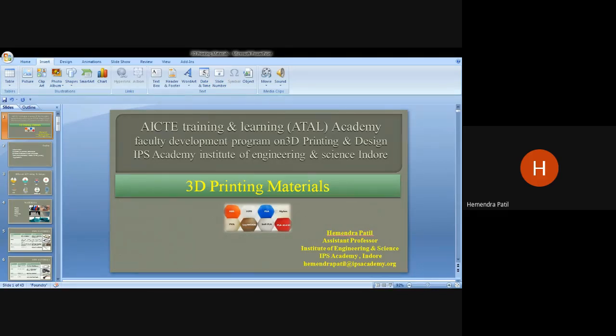Good afternoon, everyone. Today's topic of discussion is materials of 3D printing. In the last session, most of the topics related to 3D printing were covered, and everybody now has much more idea about printing. So we will not discuss the different processes. In today's session, our focus is only on the material. So let me start.